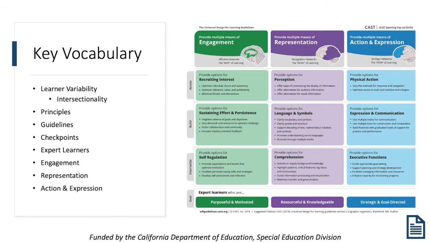I'll introduce each key piece of vocabulary following the order on the slide. First, we'll review learner variability as it relates to intersectionality and identity development, principles, guidelines, checkpoints, expert learners, engagement, representation, action, and expression. Continue to refer back to this section of your processing guide as we dive deeper into the definitions.